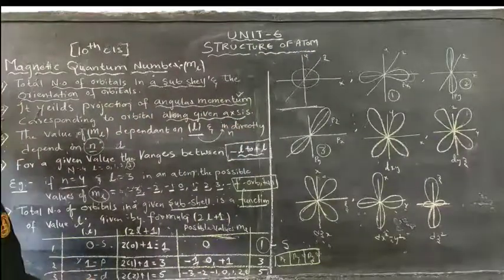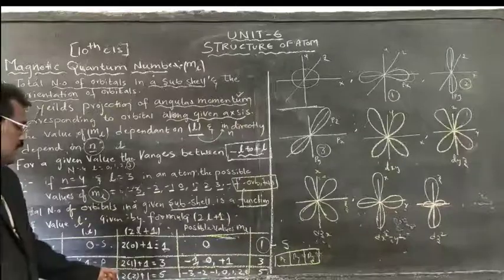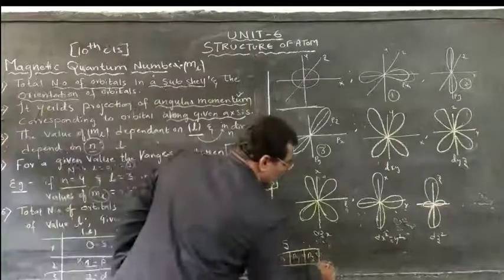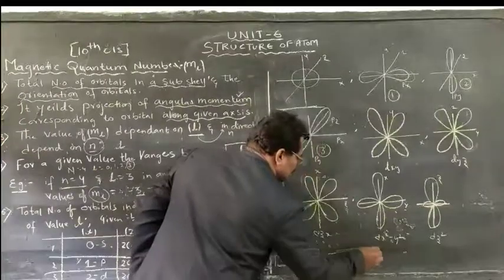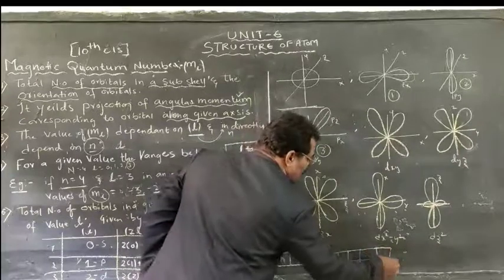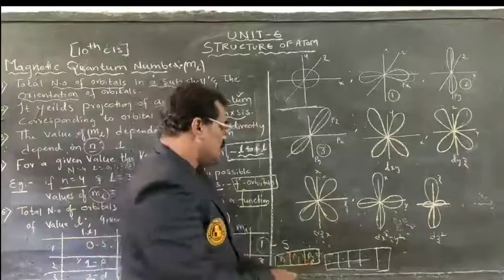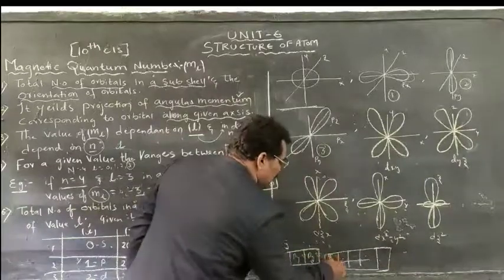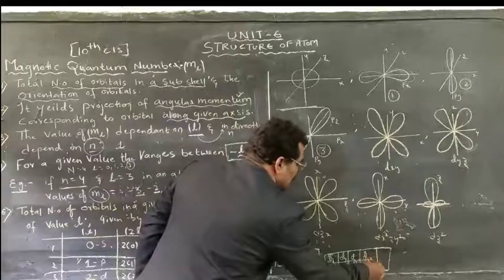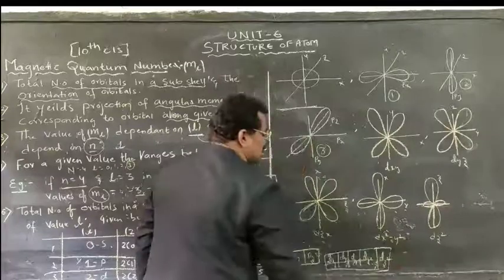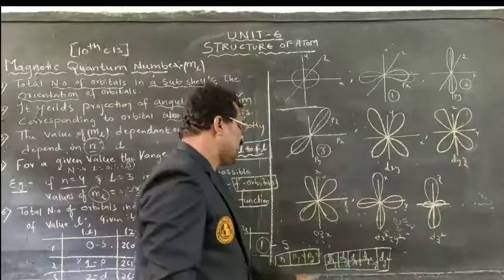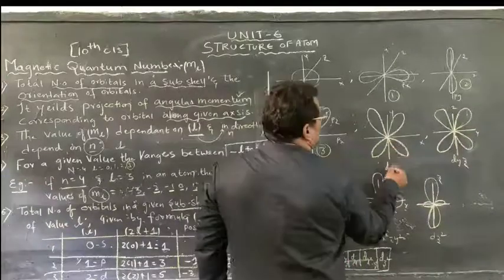If I take l is equal to 2, the d orbital: 2 into 2 is 4, 4 plus 1 is 5. Therefore, the D block has 5 subshells. 1, 2, 3, 4 and 5 subshells. They are dxy, dyz, dzx, dx square minus y square, and dz square. These 5 suborbitals exist. The first suborbital is dxy.